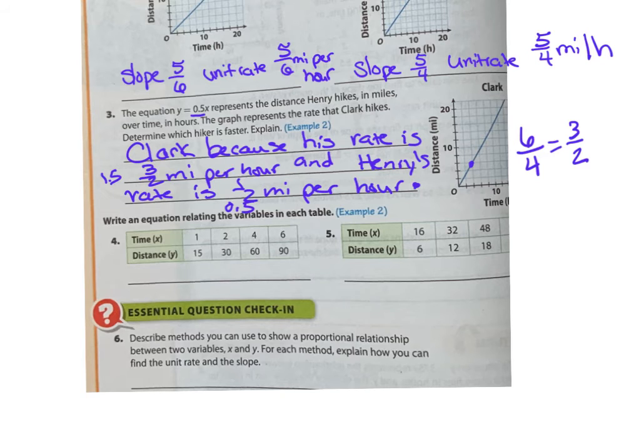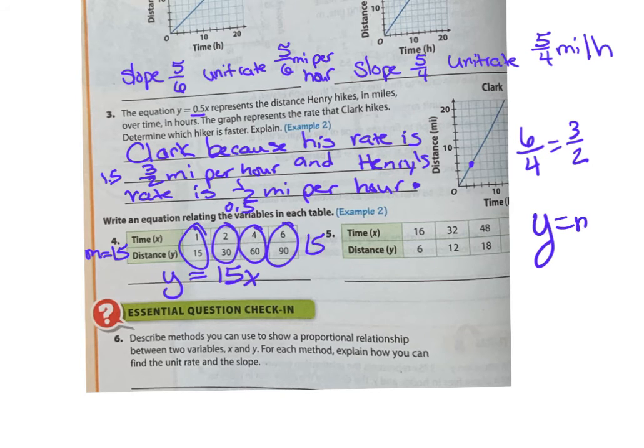Okay, now we're going to use the table to write an equation relating variables in each table. So all of these simplify to what as a rate? 15 over 1, right? 15. So our slope is 15. So m equals 15. What is our equation? Y equals 15x. So make sure in your notes that you wrote y equals mx. Slope times x. You need to know that.